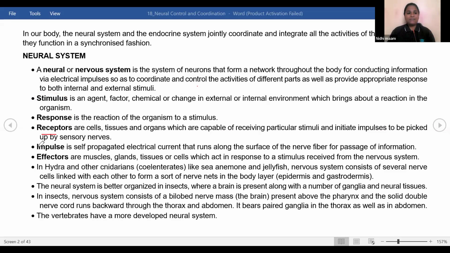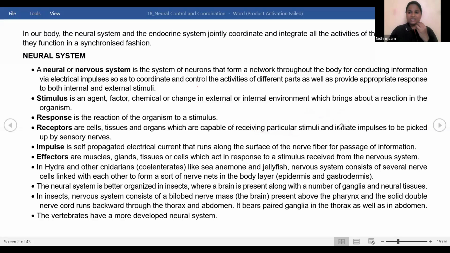Similarly, there are receptors, impulse and effectors. Receptors are cells, tissues or organs in our body which are capable of receiving particular stimuli. For example, most of the stimuli we will receive from our sense organs, right? Which are the sense organs? Eyes, nose, ears, skin, tongue. So these all are our receptors.